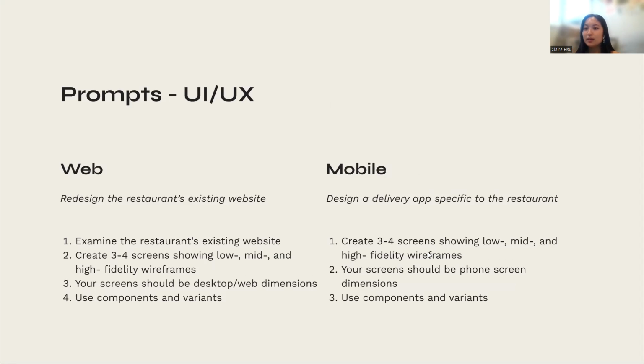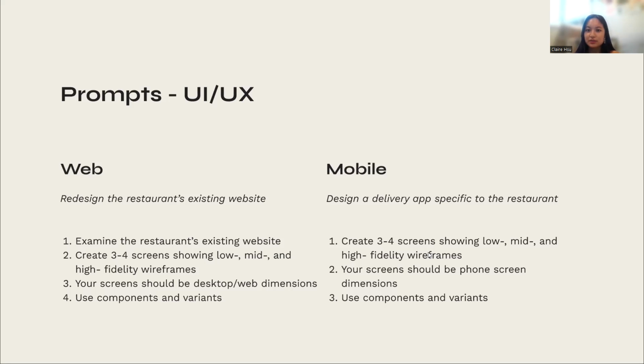All right, so the other 2 prompts are for UI UX. The first one is going to be web, where you can redesign the restaurant's existing website. So you're going to look at the existing website currently and then create 3 to 4 screens showing low, mid, and high fidelity wireframes for it. And your screen should be desktop or web dimensions, which should also be preset in Figma. And we are going to require you to use components and also variants in this prompt.